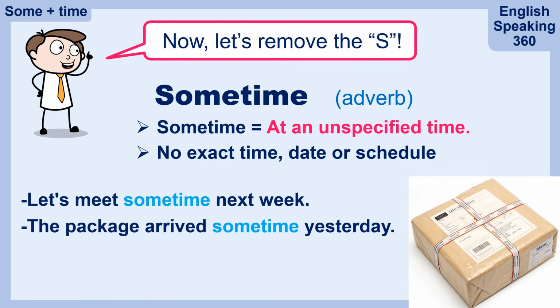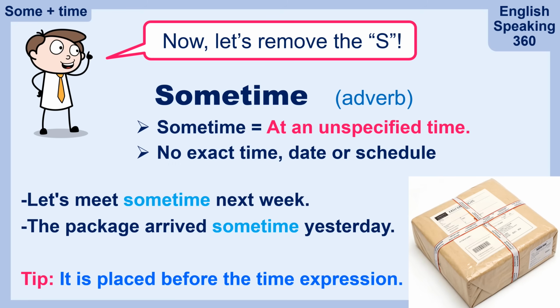The package arrived sometime yesterday. Sometime yesterday, we don't know when it arrived. At an unspecified time yesterday, the package arrived. Sometime is placed before the time expression. You see here, sometime next week. Next week is the time expression. Sometime yesterday. Yesterday is the time expression.